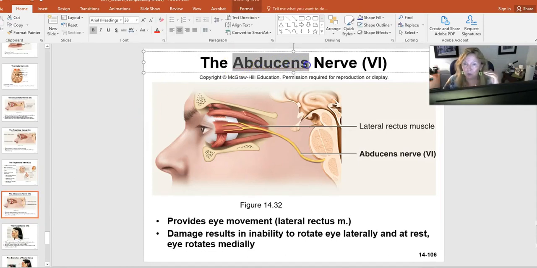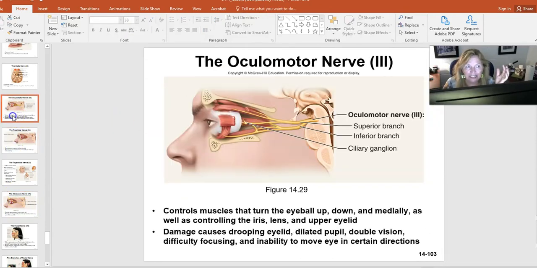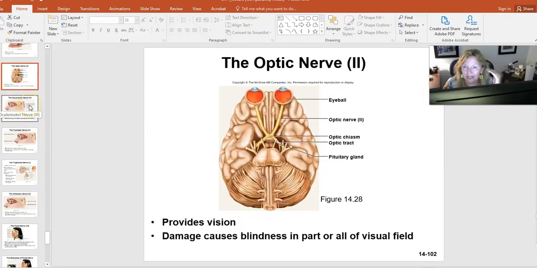Abducens: in its name, you all know abduction is a specific type of movement, isn't it, away from the midline? But anyway, this again is for eye movement. You'll notice there are quite a few cranial nerves that all deal with your sight. This is because sight is vital for survival. If we were not a social species and we didn't take care of someone who couldn't see, they wouldn't survive. But we are a social species, and we're not the only social animal species.